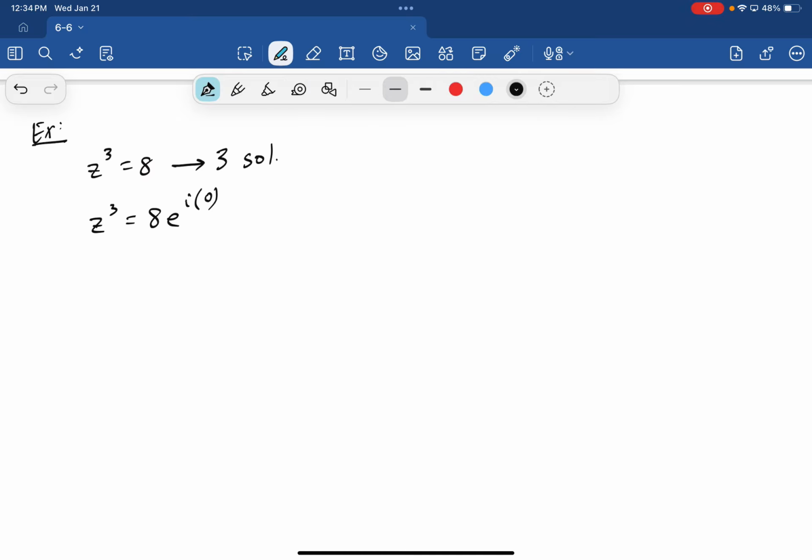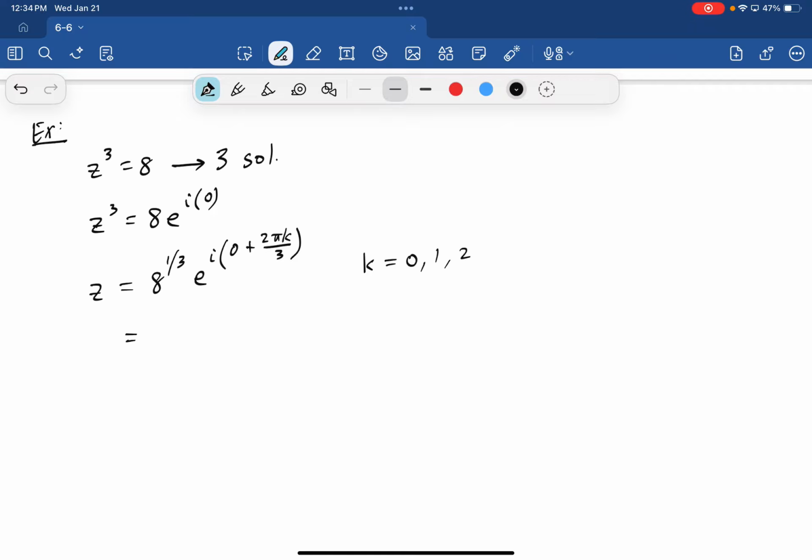Okay, so we first write the constant in exponential form, and then we use our formula. And so z equals 8 to the power of 1/3 times e to the power of i times 0 divided by 3, which is just 0, plus 2 pi k over n, which is 3. And this is true for k equals 0, 1, and 2. So we have 3 solutions. And so the task is simply to find each one and express them in standard form.